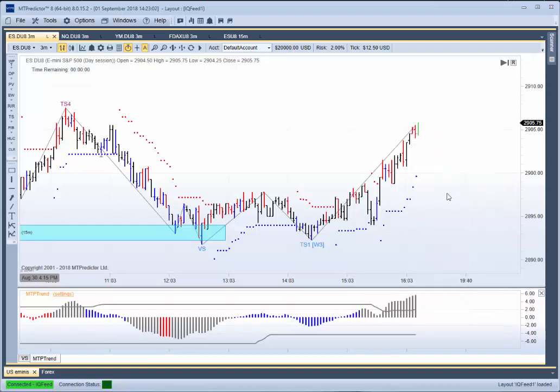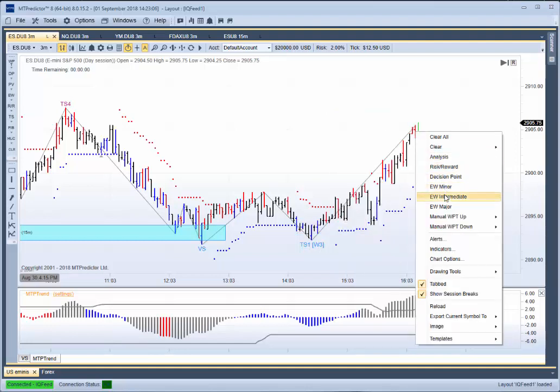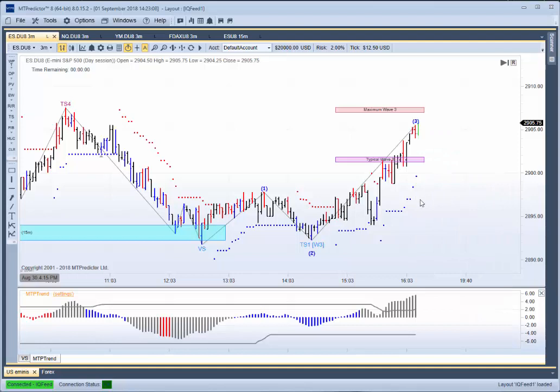If I right mouse click, do Elliott wave intermediate, off that bar, Elliott wave intermediate. You can see what we're looking to try and do is trade off the end of a wave 2, which is here, up into a wave 3. And this is normally a good trade because a wave 3 is normally the strongest and longest in a completed 5-wave sequence. So that's why it's one of our favourite trade setups.